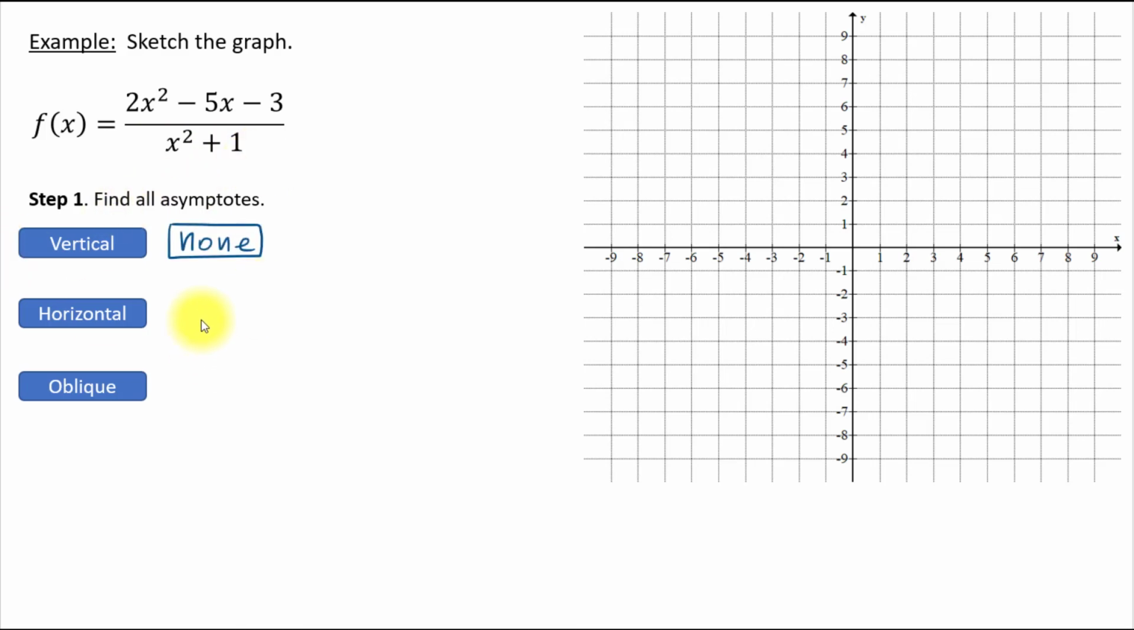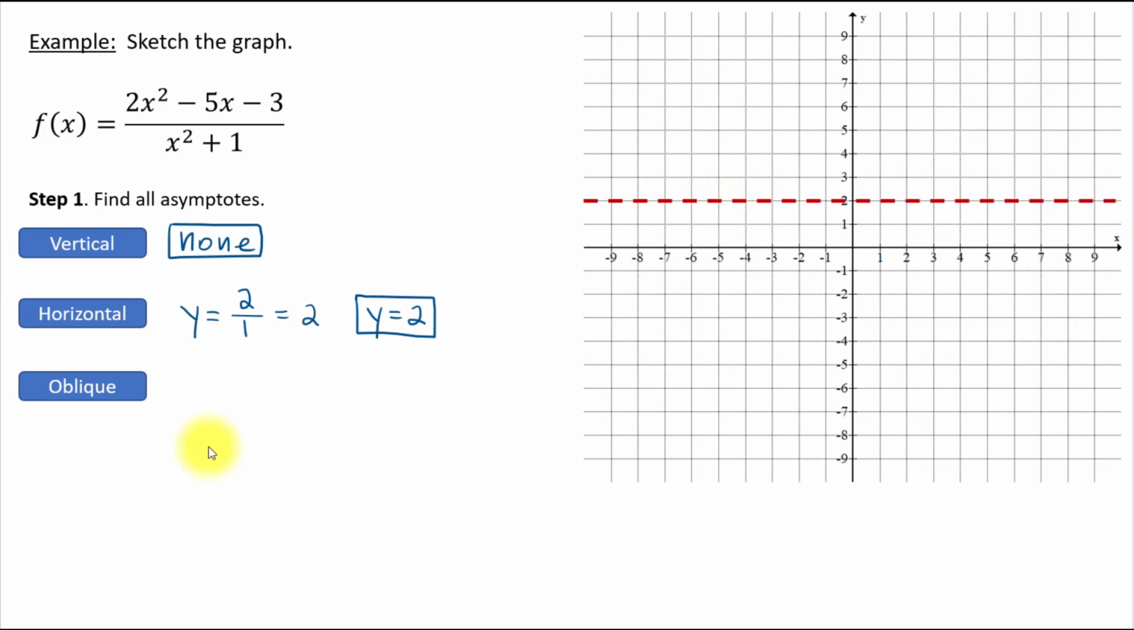Now this graph will have a horizontal asymptote. I can see the degree of the numerator is the same as the degree of the denominator. So the horizontal asymptote will be the line y equals, then I take the leading coefficient from the numerator, it's 2, and put it over the leading coefficient of the denominator, which is 1. So it's 2 over 1. In other words, the horizontal asymptote is the line y equals 2.